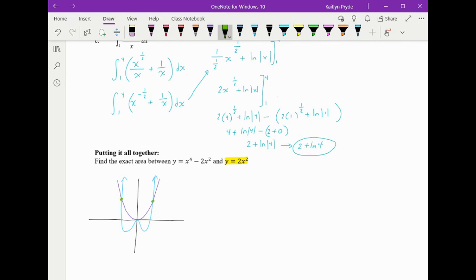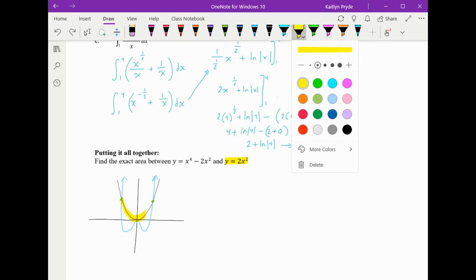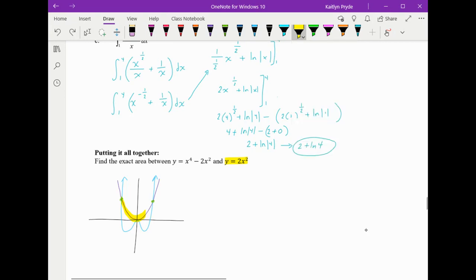Now notice that the first one that I drew, which I highlighted in yellow, which is y equals 2x squared, is going to be above my function x to the 4th minus 2x squared. So this is above, and then this one's going to be below. So I'm going to highlight this one. So this one's below. Okay, and we're looking for the area in between these. So I'm looking for this area here, just the area between those curves.